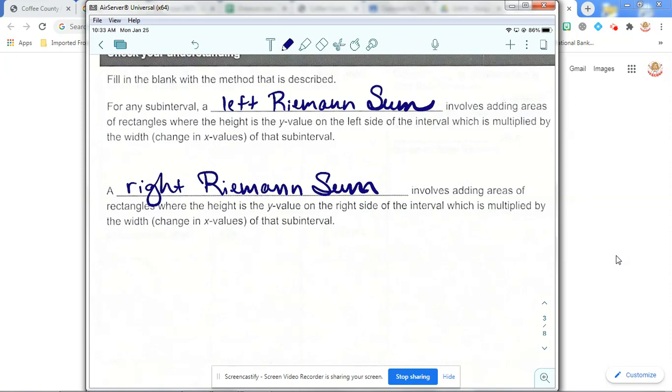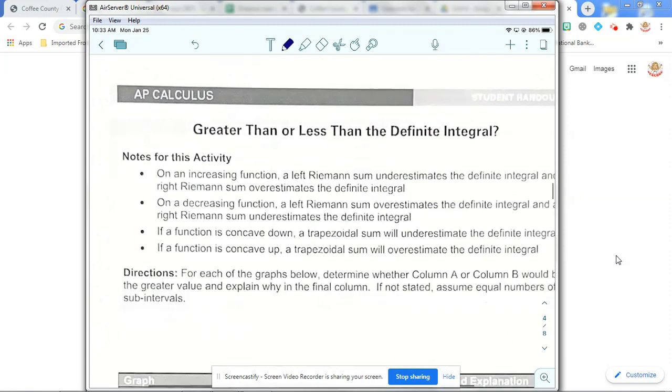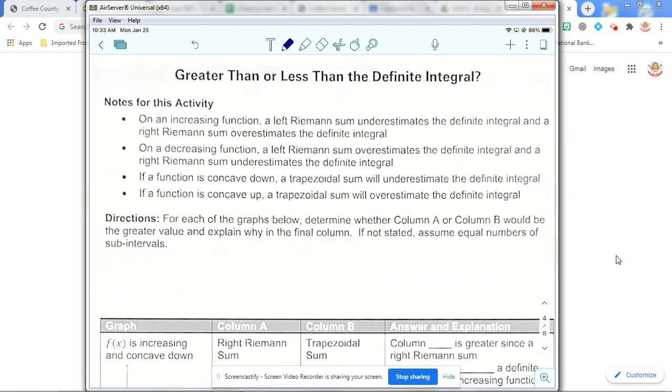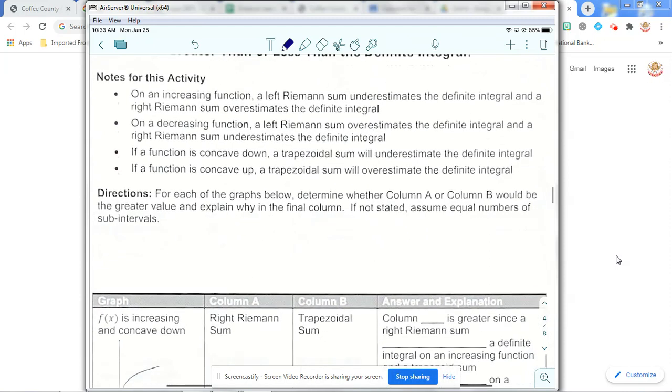Okay, we have a little bit more to do. So this, we're going to be figuring out greater than or less than the definite integral. So remember that on an increasing function, a left Riemann sum underestimates the definite integral, and a right Riemann sum overestimates the definite integral. Right? On a decreasing function, it's just the opposite. A left Riemann sum overestimates, and then the right under.